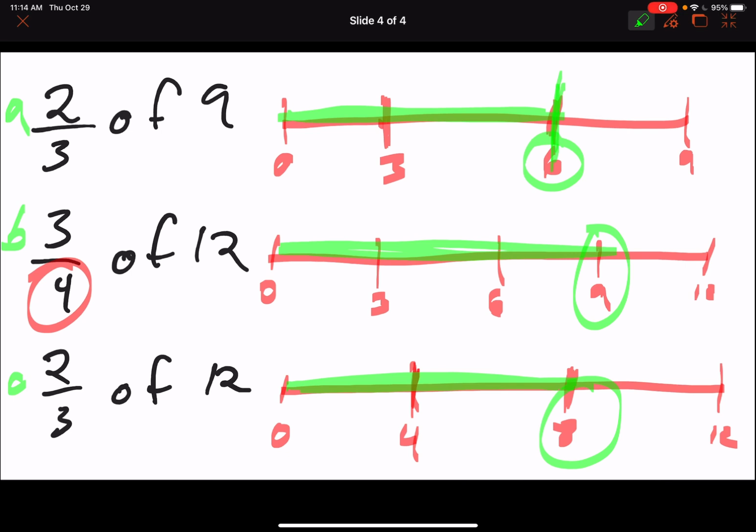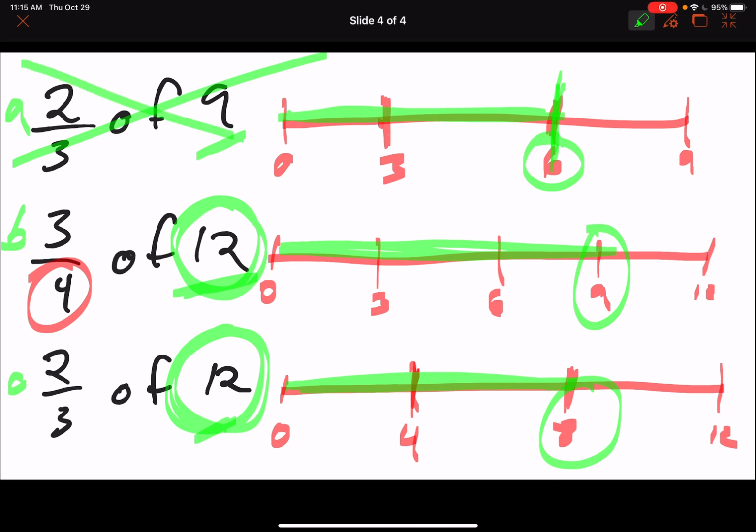All right, so I can only compare fractions if they are the same size. So because these two here are out of 12 and this one is out of 9, I cannot compare 3/4 of 12 to the 2/3 of 9 because they're not the same. So the size is different. So I can only compare these two fractions because they're out of the same total. They're the same size.